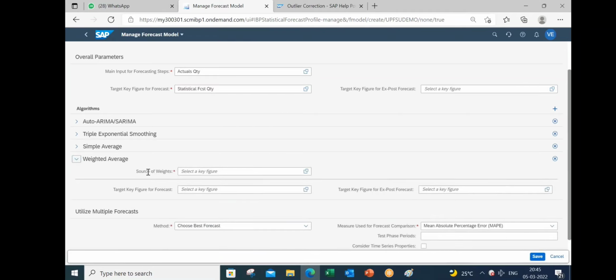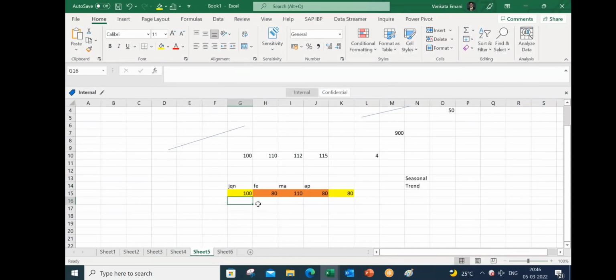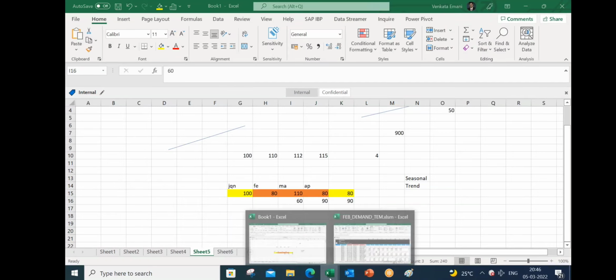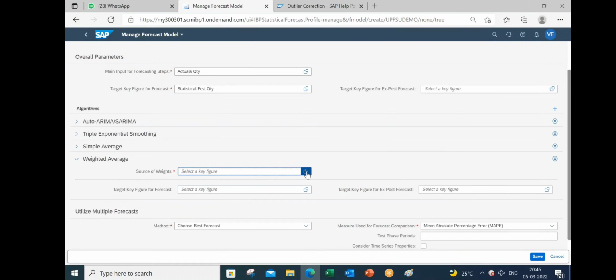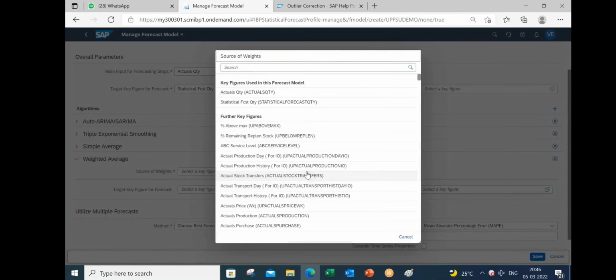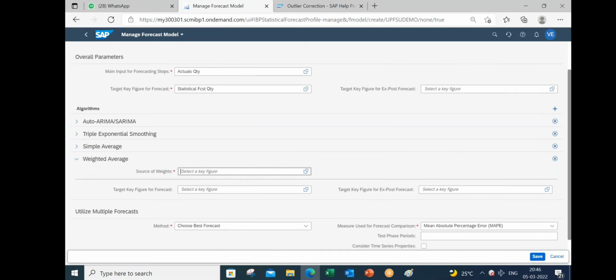Now in weighted average, if you go and see, it is asking for the source of weights. So you have to create one key figure. It will weigh like I'm telling: consider 80% here, 90% here, 90% here, consider this history 60% only. Where these weights 60, 90, 90 are kept, you have to create one weight key figure, give those weights in that key figure, and give that weight key figure as the source here in weighted average.